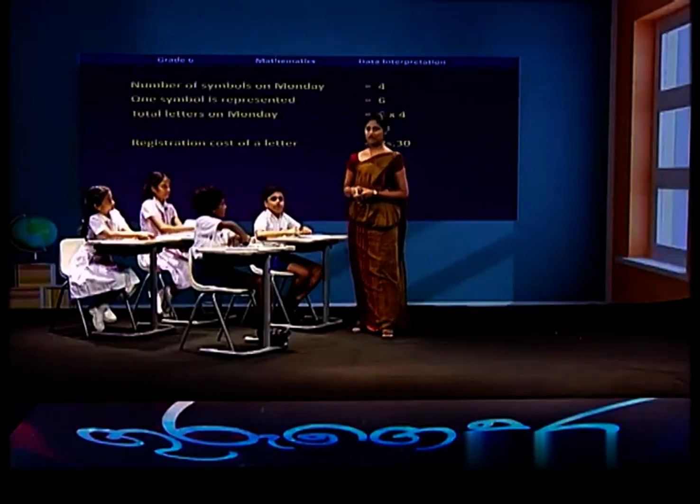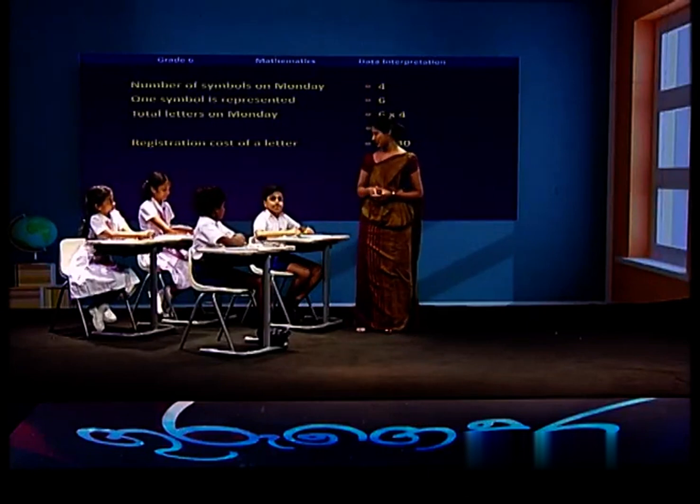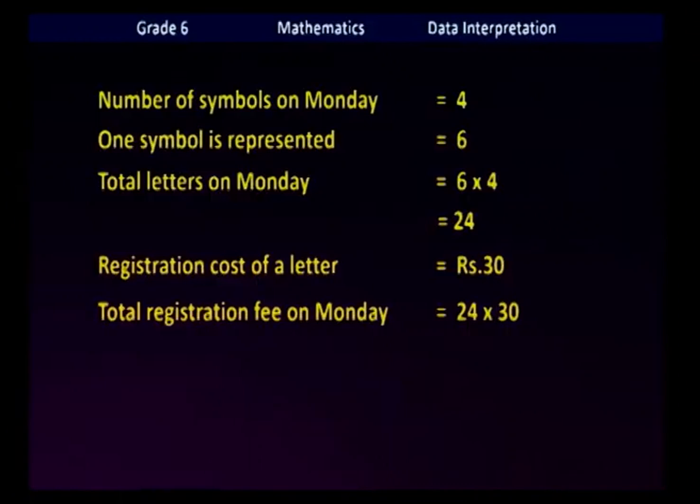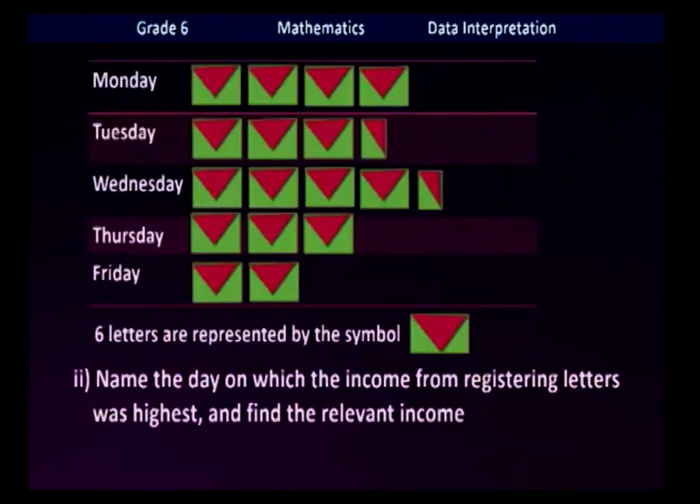To get the total cost of Monday, what should we do? Vidya, what should we do to get the registration cost on Monday? 30. We have to multiply it by 24. Very good. Now do it. Take the answer by multiplying. What is the answer? 720. Yes. By multiplying, the answer is 720 rupees. Very good. We will move to another question.